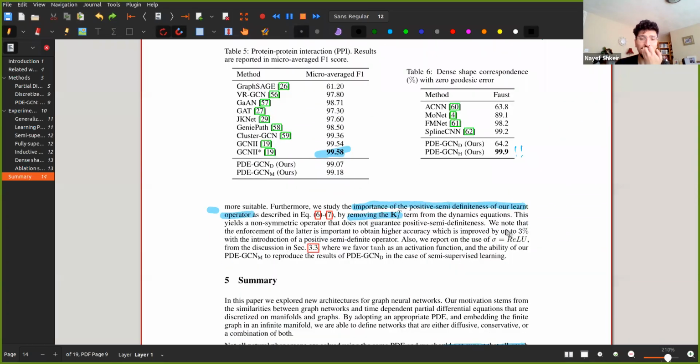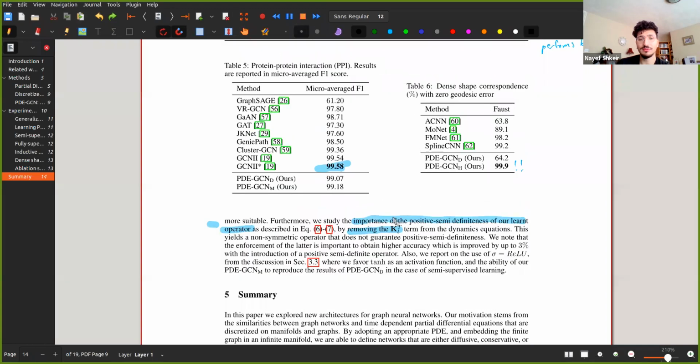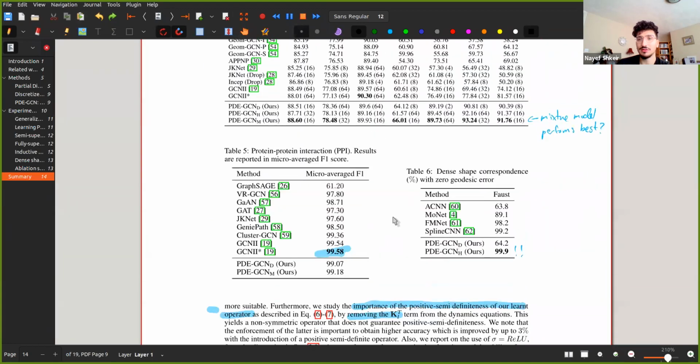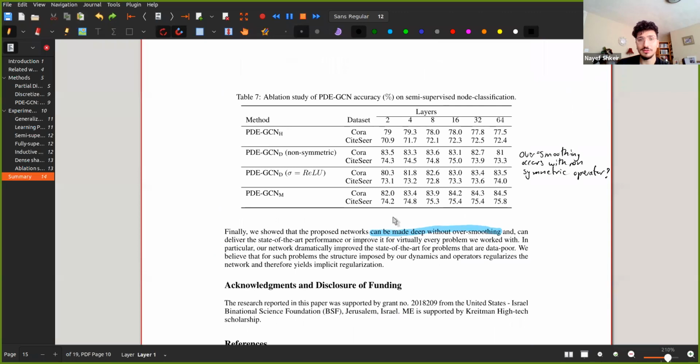And then they play around with the positive semi-definiteness of your operator. If they remove this K transpose L, you end up with a non-symmetric system, and so you do end up getting some over-smoothing happening. It goes from like 74 to 73 as you increase the number of layers. Not crazy, but you still get some over-smoothing happening there.